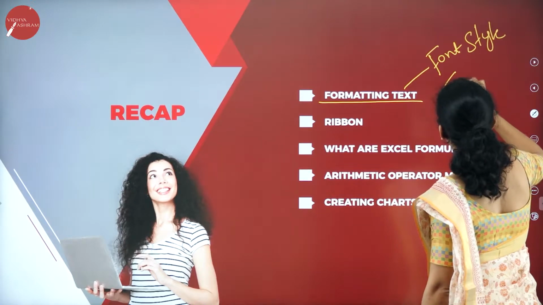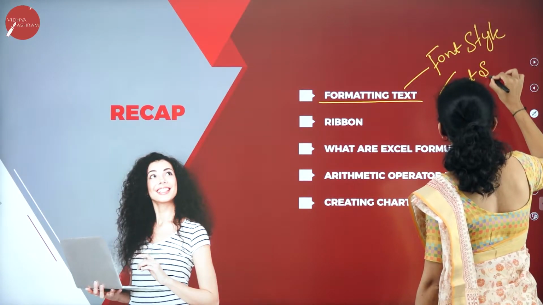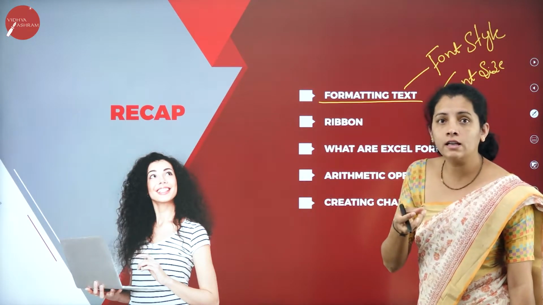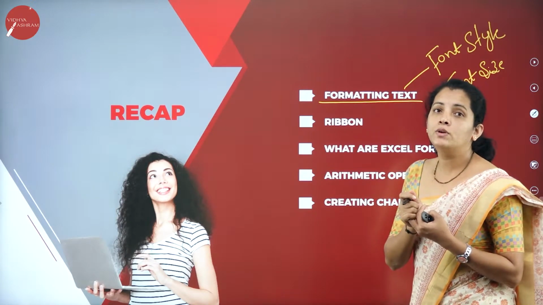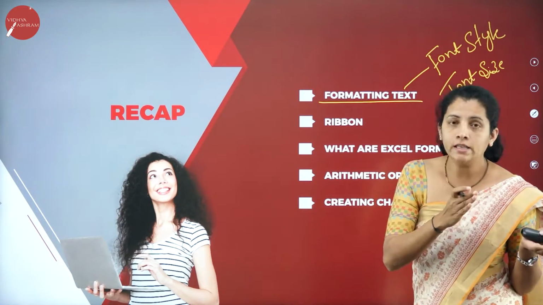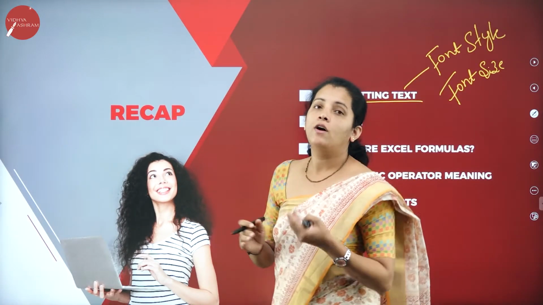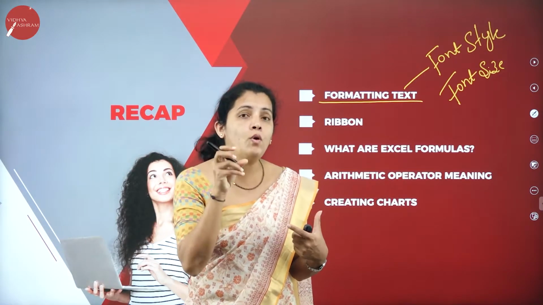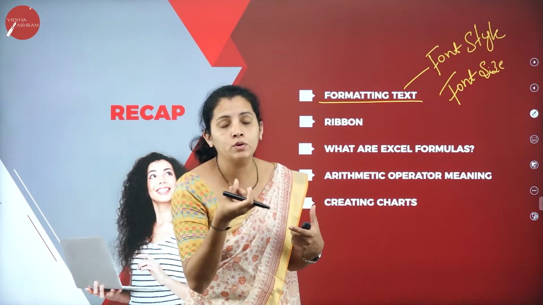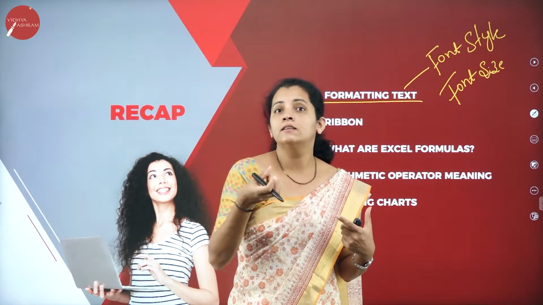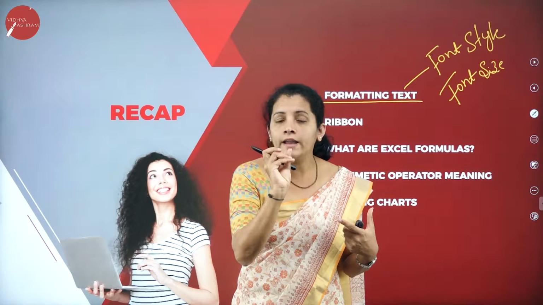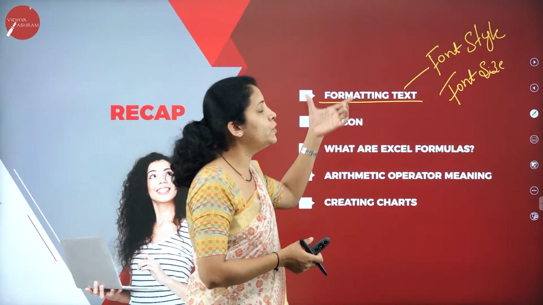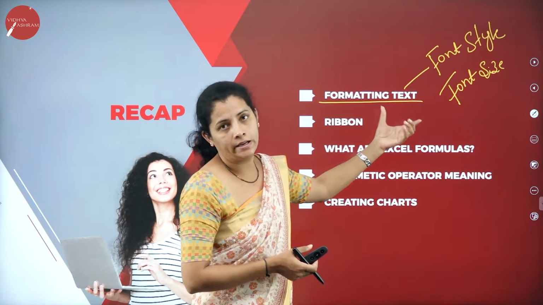Even I can set the font size. Even I can set the color, that is font color. Even I can make it center or left aligned or right aligned. Even I can write the text in bold or italic. Even I can draw the line, that is I can draw the line for particular text. These are the options I'm going to get under formatting text.